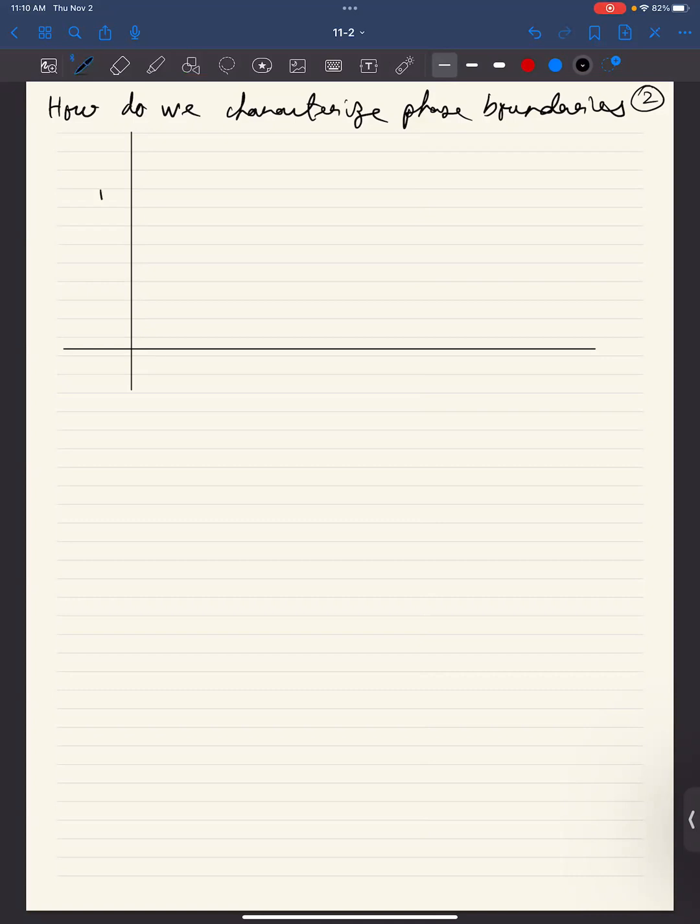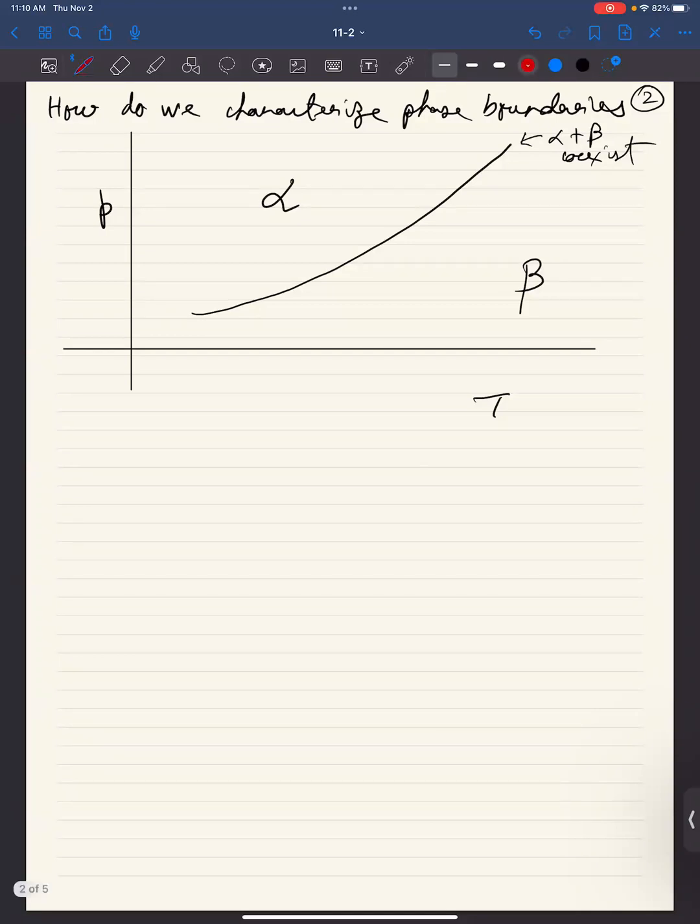So let's say we have a pressure temperature phase diagram. In this, we have some generic phase boundary that looks like this. Here we have alpha, and here we have beta. And along this boundary, alpha plus beta coexist. They can happily exist together. They can be in equilibrium with each other. So what I want to do is to write down an equation for this curve in terms of something that can be measured experimentally.